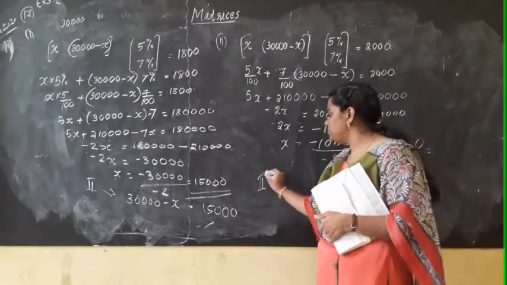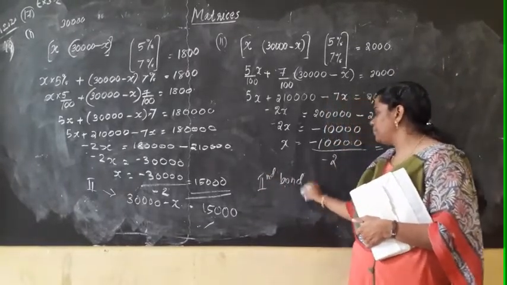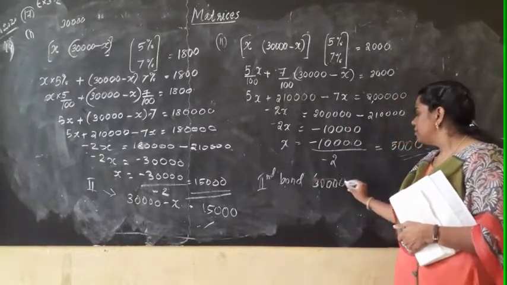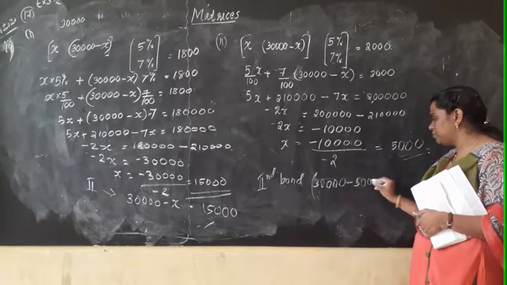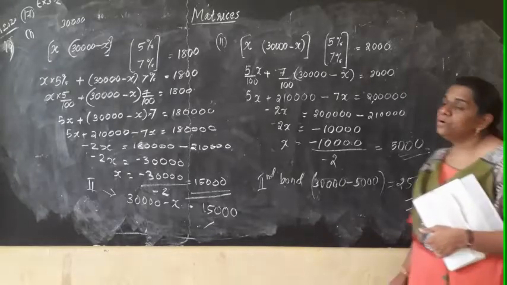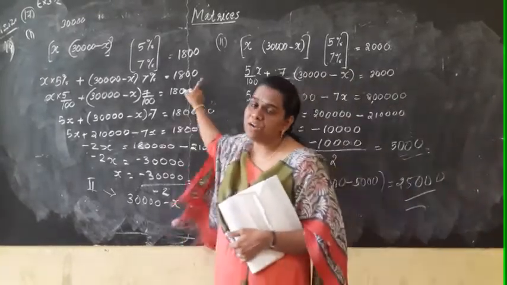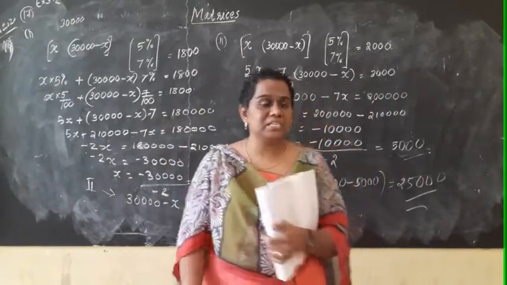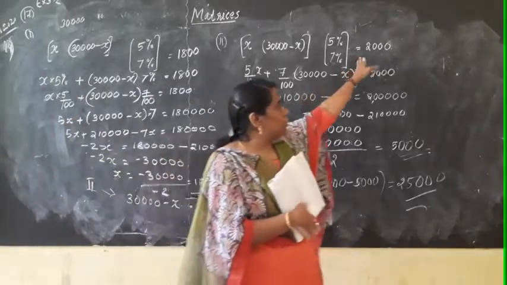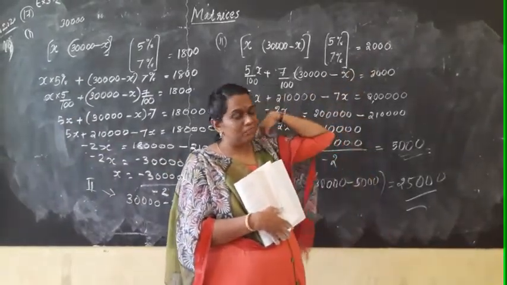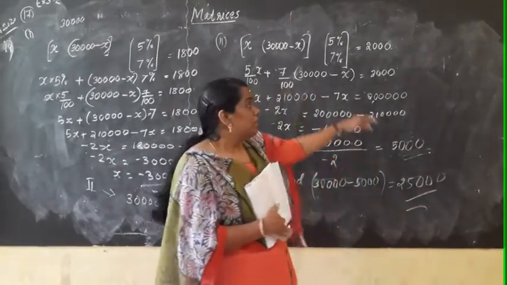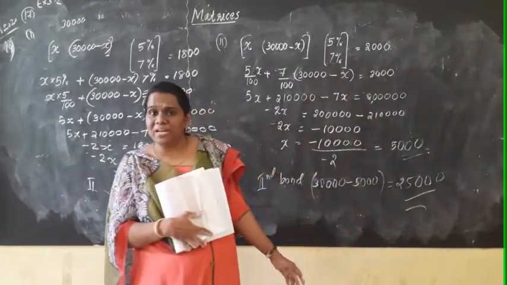Then in the second bond, 30,000 minus X, 5,000. 30,000 minus 5,000 is 25,000. So in the first case when they get rupees 1,800 as the interest, they invest 15,000 in both the bonds. Then when they get 2,000 as the interest, how was their investment? In the first bond 5,000 and in the second bond 25,000. Because the second bond pays more interest.